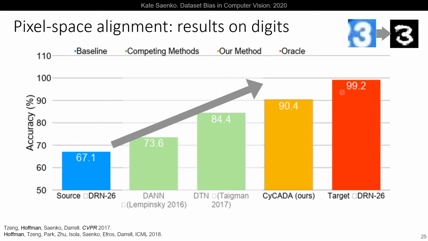However, as you can see, there's still a gap between our method here and the target in-domain performance. So if we could label on the MNIST domain, we would have more than 99% accuracy. So there's still a significant gap there to close.